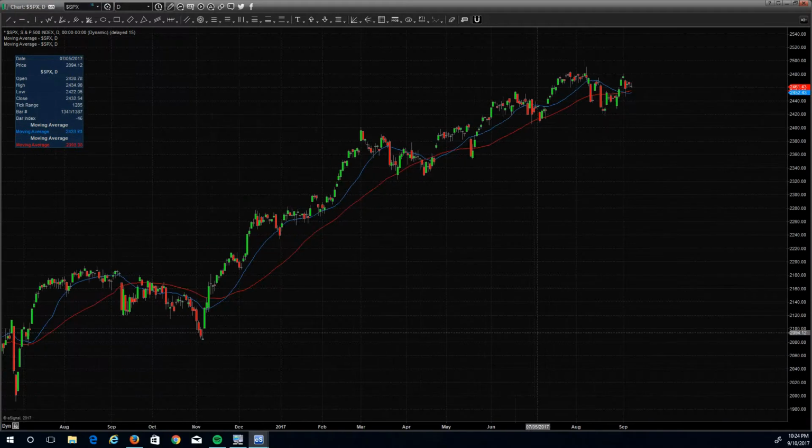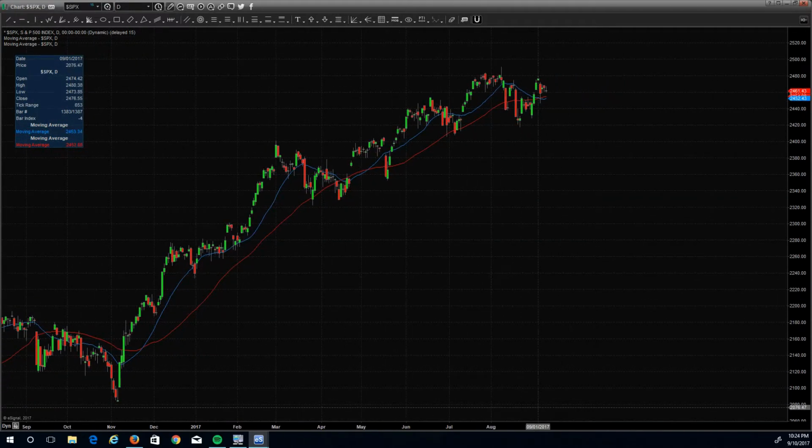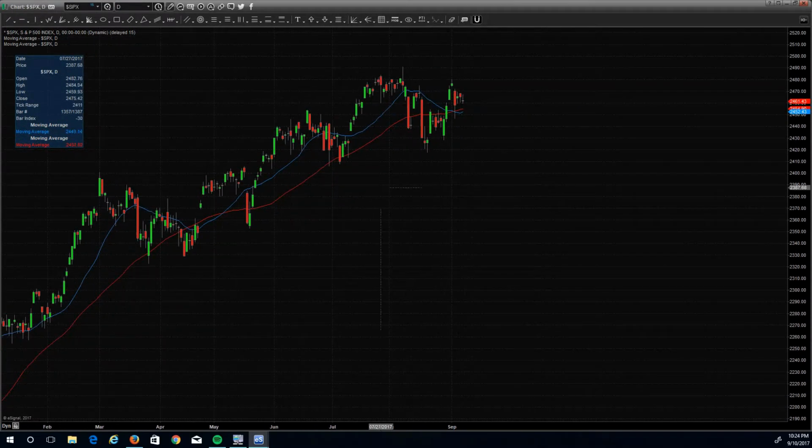So over here, as you see, both the moving averages are moving sideways. So this represents consolidation. They're not sloping up, nor are they sloping down. They're really moving sideways right now. So this is giving me an indication of the market's little indecisive.